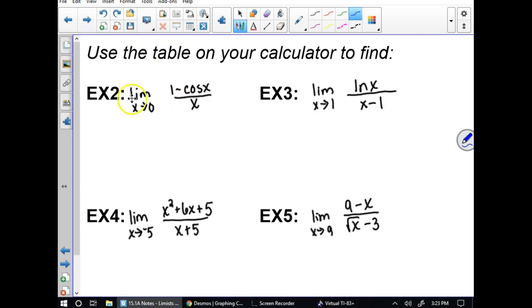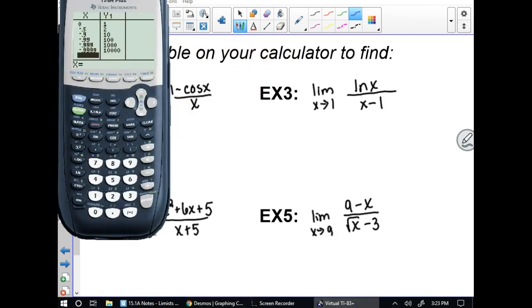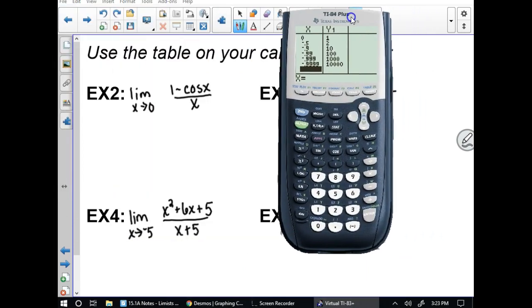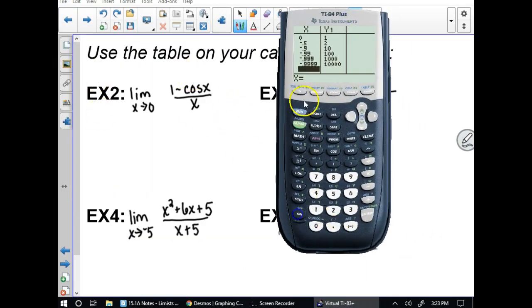Okay. So this time we're going to use our calculator to find these, and we're not going to write down the table. Whenever you do these for your homework, you don't have to write down the table. So I'm going to go to y equals, I'm going to type in 1 minus cosine x divided by x, and I'm going to go to my table. I need to look at the limit as x approaches 0, and so I need to look at this limit from the left and from the right.